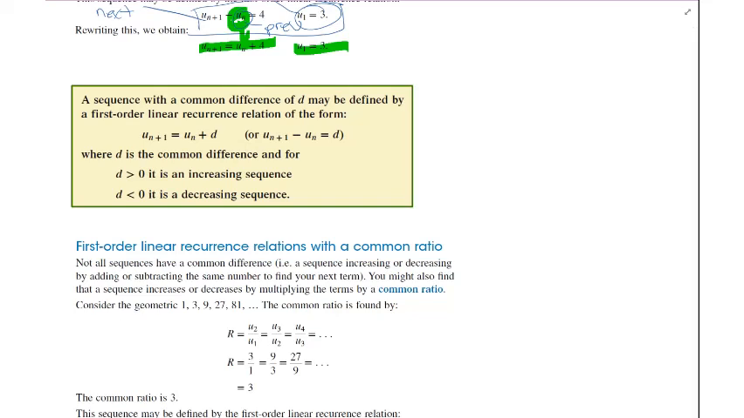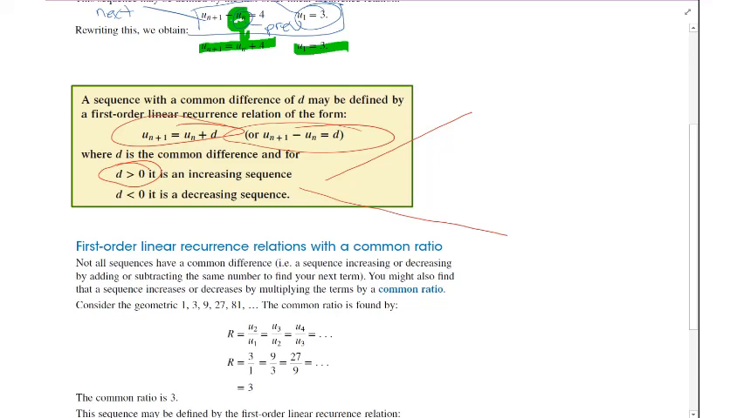So we've got here a sequence with a common difference of D that may be defined by this relationship, basically these two, which mean the same thing. In this case, D is a common difference, and if D is greater than 0, the sequence increases. If D is less than 0, the sequence decreases. So you can start to see where some of this will come into play when we're talking about financial maths.